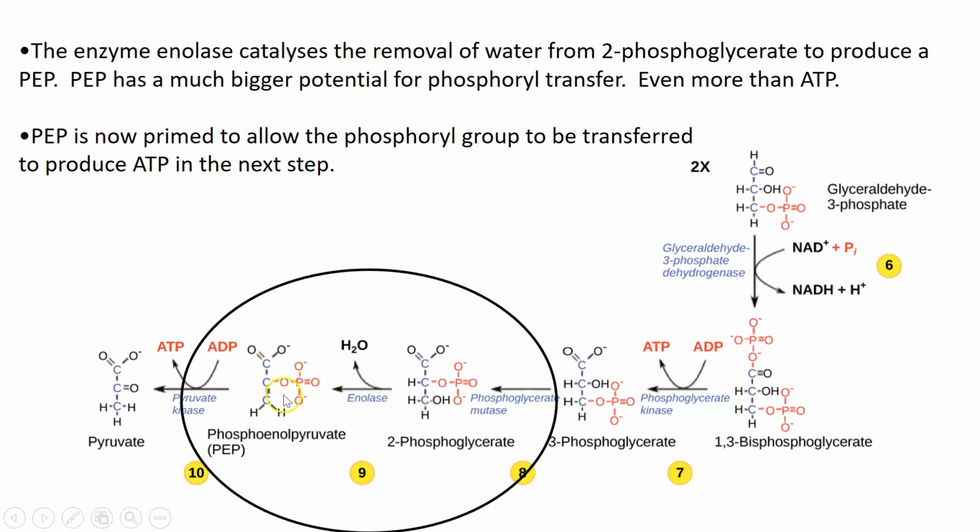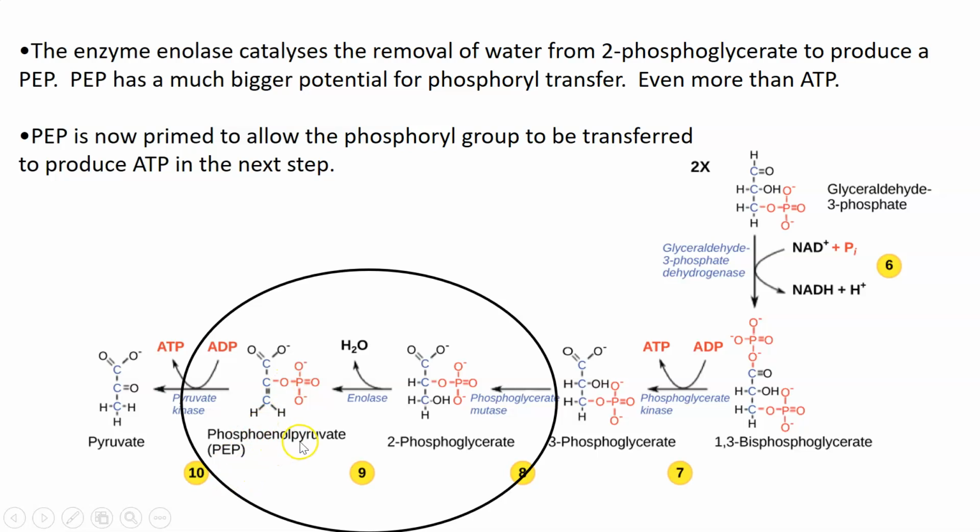Now, one of the interesting things about this phosphoenolpyruvate is that it has a much bigger potential for transferring the phosphoryl group. ATP has a phosphoryl transfer energy, and ATP is a high energy molecule because the phosphoryl transfer energy is quite high. But PEP, phosphoenolpyruvate, has an even bigger phosphoryl transfer energy. It will give off the phosphate group even much more easily than ATP does.